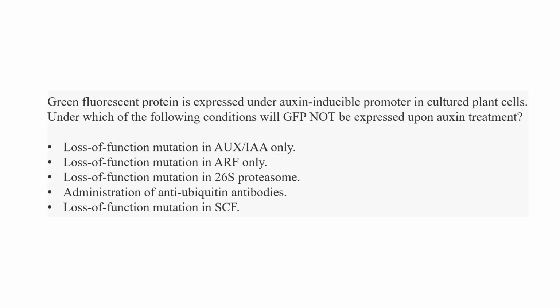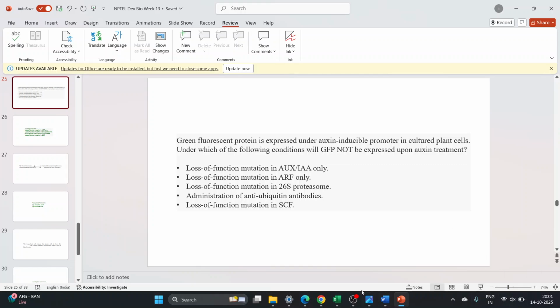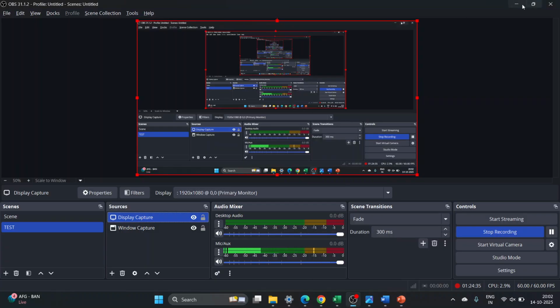So this is important. I think I just forgot to tell you. That's why I'm telling you that this is important to note that IAA is a repressor and it will block the transcription process. So if it is there, then transcription will not happen. This is what I wanted to tell you.